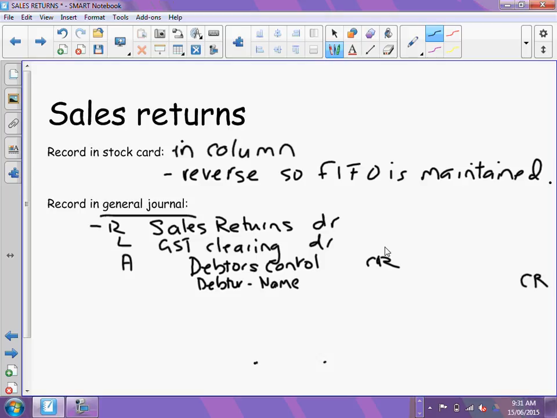First of all, in the stock card, I have said the stock has gone back in. So what's going to happen to my stock control? It's going to increase. So is that a debit or a credit? Debit entry.